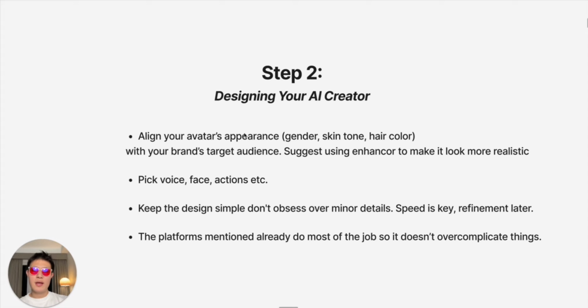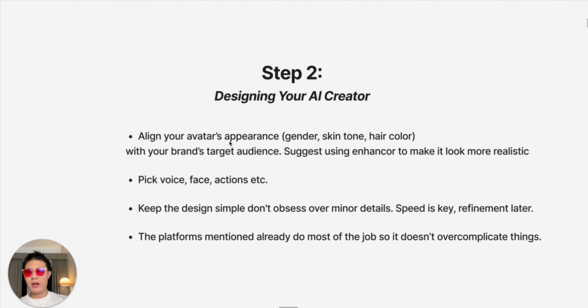So step number two, it's designing your AI creator. So number one thing is you have to think when you're making the avatar for your brand, you have to align the avatar's appearance, the gender, skin tone, hair color, voice with your brand's target audience. I suggest using this software called Enhancor to make the image look more realistic.